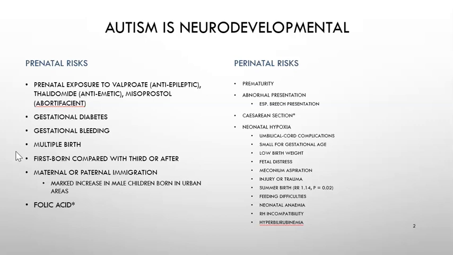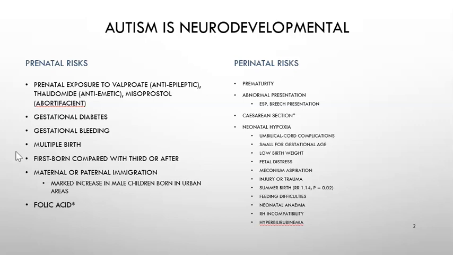Maternal or paternal immigration also increases that risk because we see a marked increase in male children being born in urban areas after some sort of immigration. This maternal-paternal immigration is also correlated with nutrition of the parents, poor nutrition leading to these neurodevelopmental issues that can show up in offspring. And then we've got folic acid is labeled.